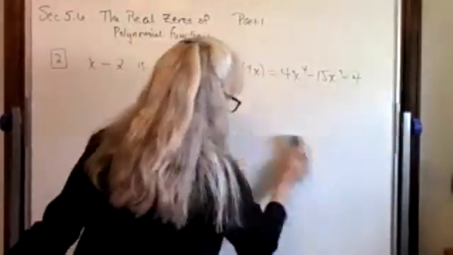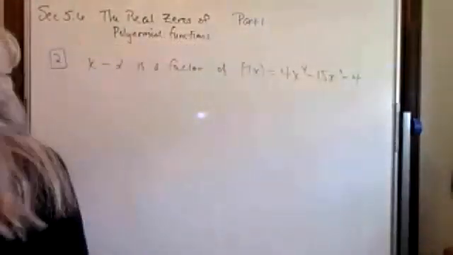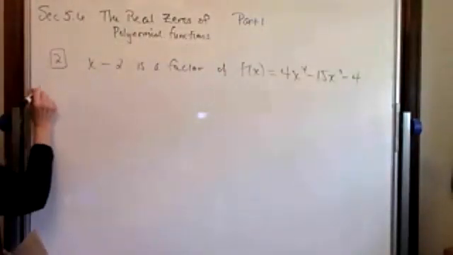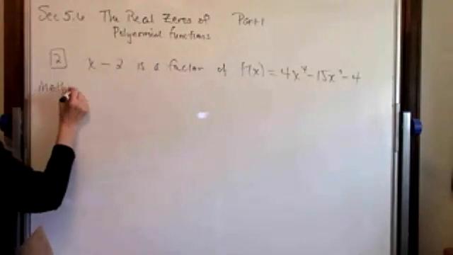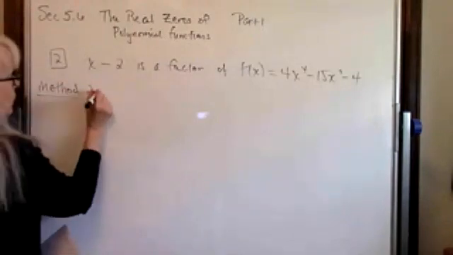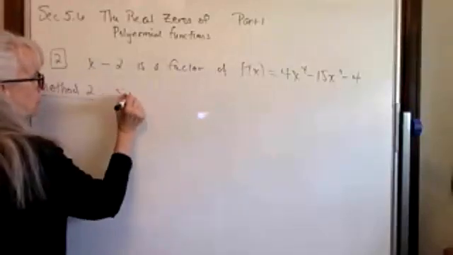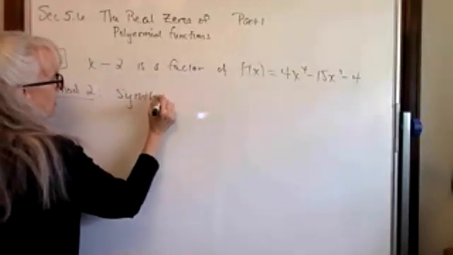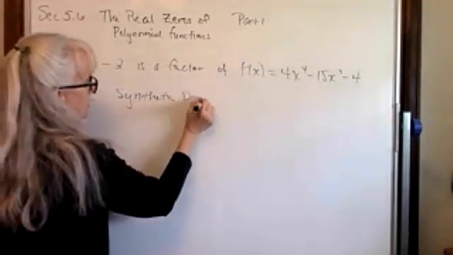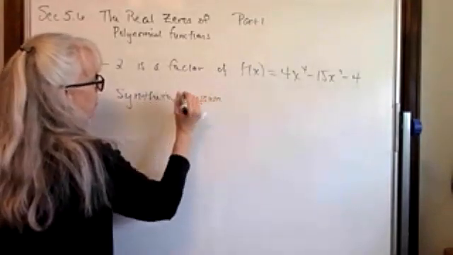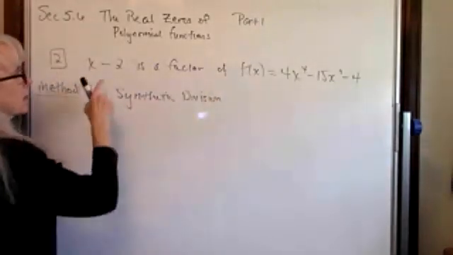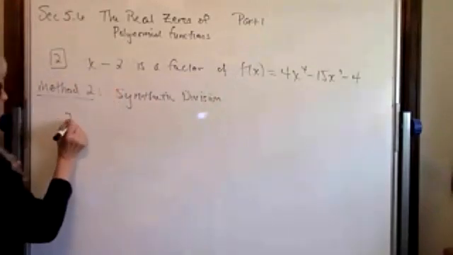So instead of plugging it in, we are going to do a type of division, but it's synthetic division. So this is method 2, to do synthetic division. If you've never done it, it's very easy to pick up, but you do have to practice it to get better at it. So we're going to put what we would be dividing by over here in a box.